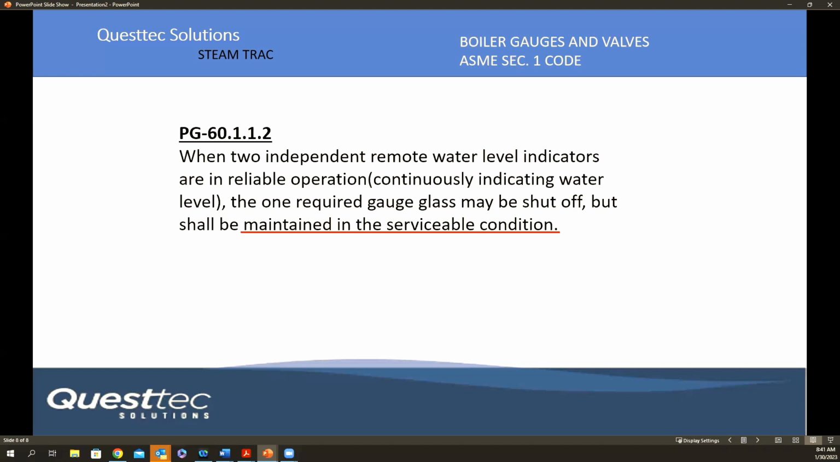So when 2 independent remote level indicators are in reliable operation, continuously indicating water level, 1 required gauge glass may be shut off, but shall be maintained in serviceable condition. So we'll flip back a slide here.